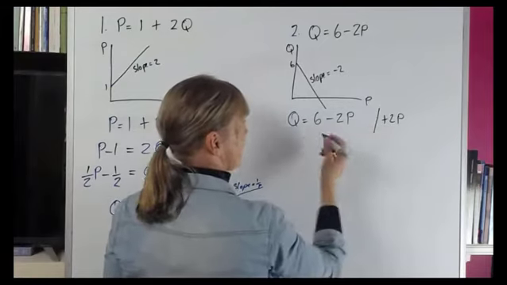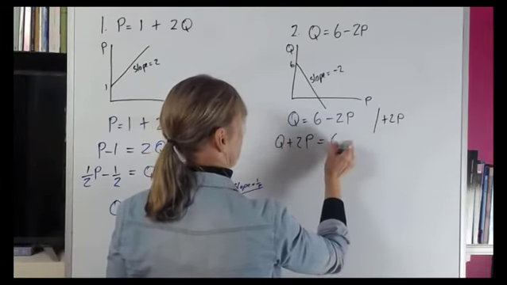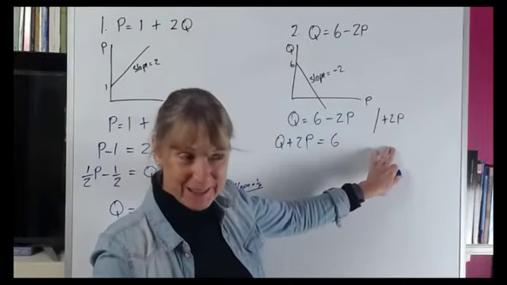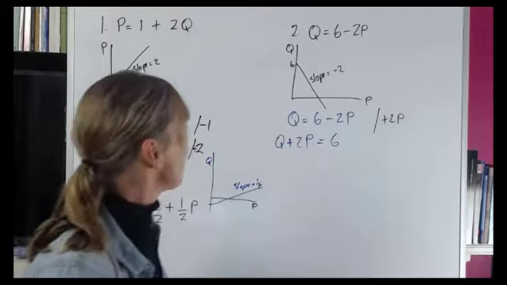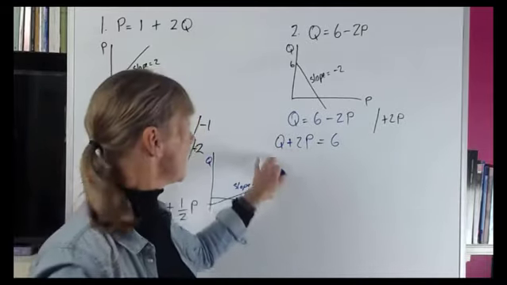Well, we add 2P to both sides. As I said, you don't have to do it this way, but this is the way we're taught in school. All right, so now we want to get P all on its own, so we need to get rid of Q now.